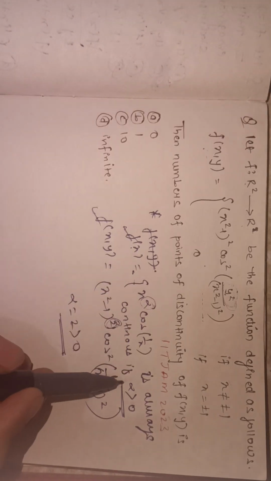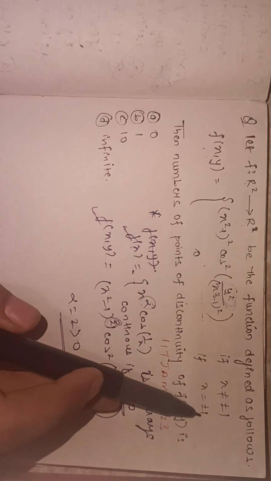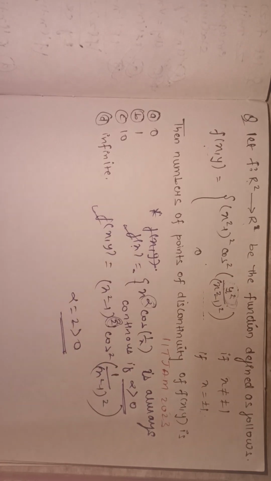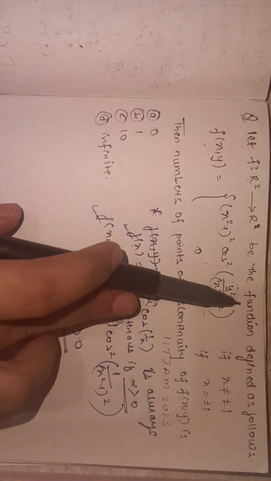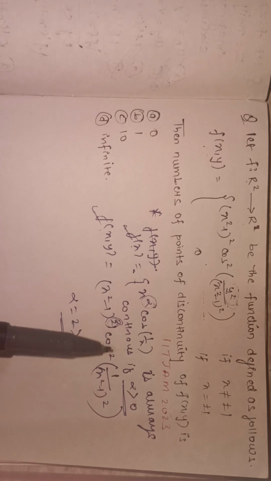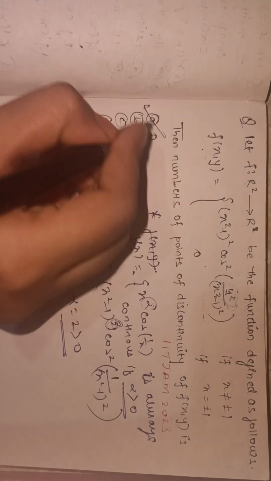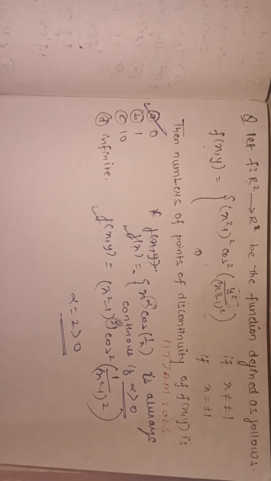If in this function y is also defined and it also varies, then we cannot apply this concept here. But if y is constant and does not vary with this function, we can apply this, and by this trick only we can say that this function is continuous everywhere. So the number of points of discontinuity is 0. This is a simple concept you have to apply here.